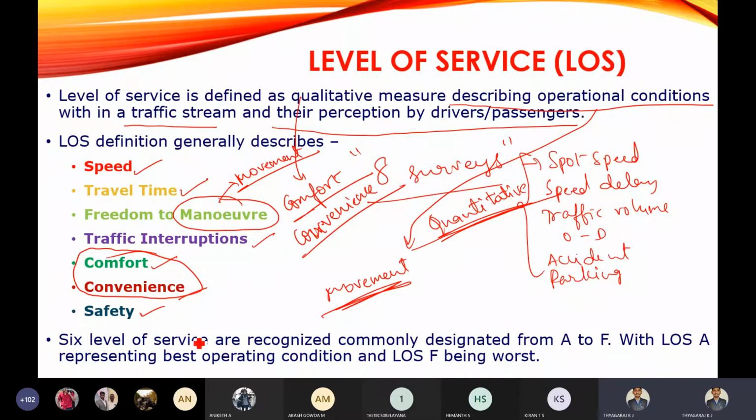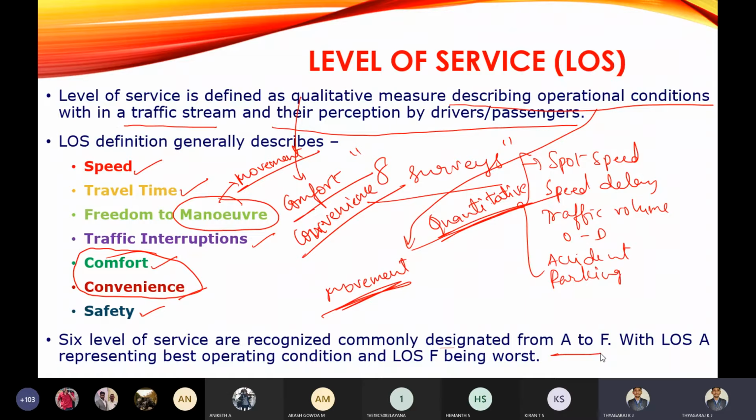Six levels of service are recognized commonly, from A to F. So there are 6 levels of service. Remember, in the exam they will ask this question: with neat sketch, explain the level of service. I'm going to show the level of service later, in the future slides. So remember, 6 levels of service are there, designated from A to F.